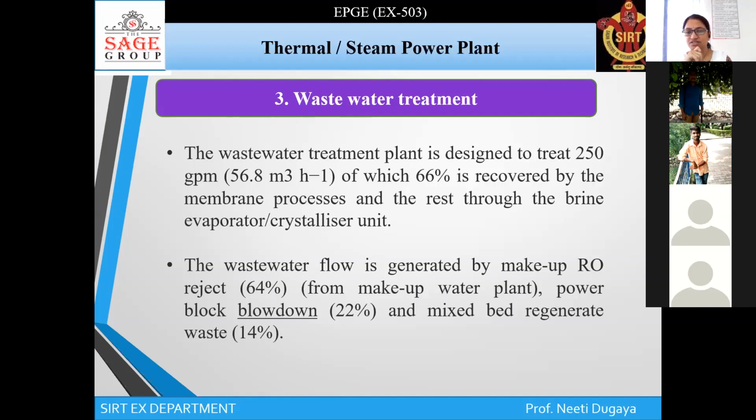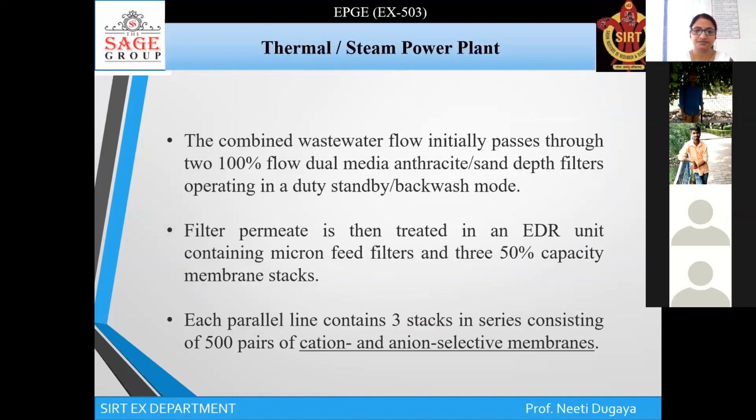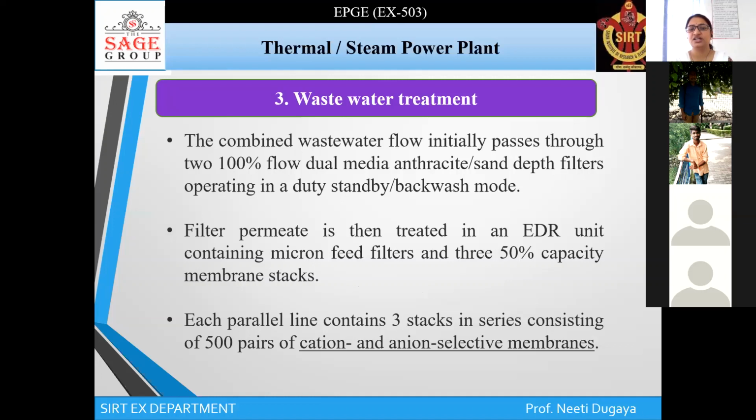The wastewater flow is generated by makeup RO reject, which consists of 64% from the makeup water treatment plant, and the water block blowdown contains 22%, and the mixed wet regenerate waste of approximately 14%. Then the combined wastewater initially passes through the 100% flow dual media anthracite or sand depth filters.